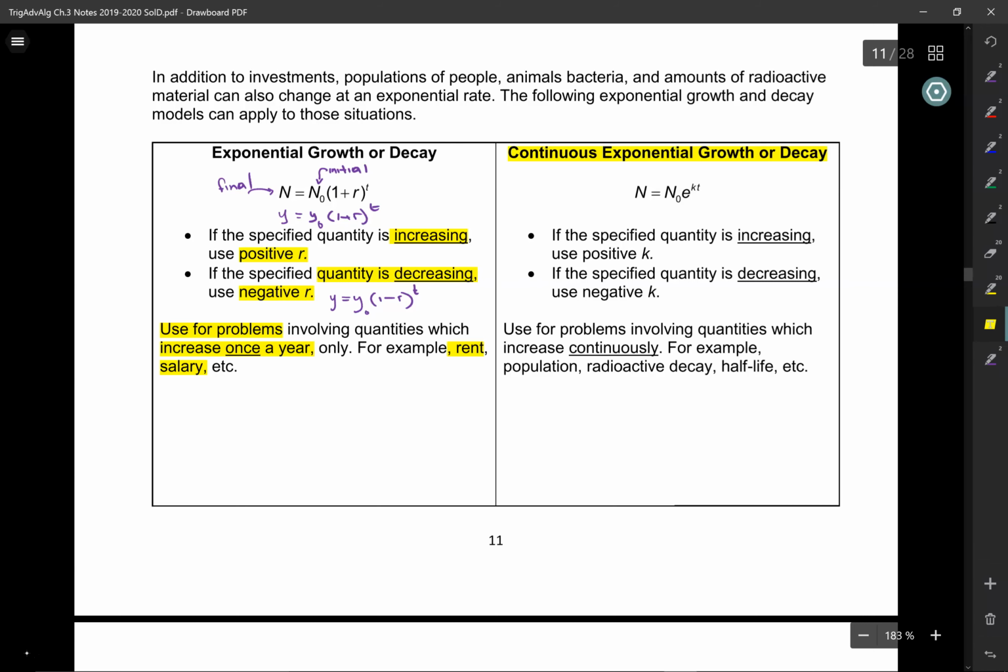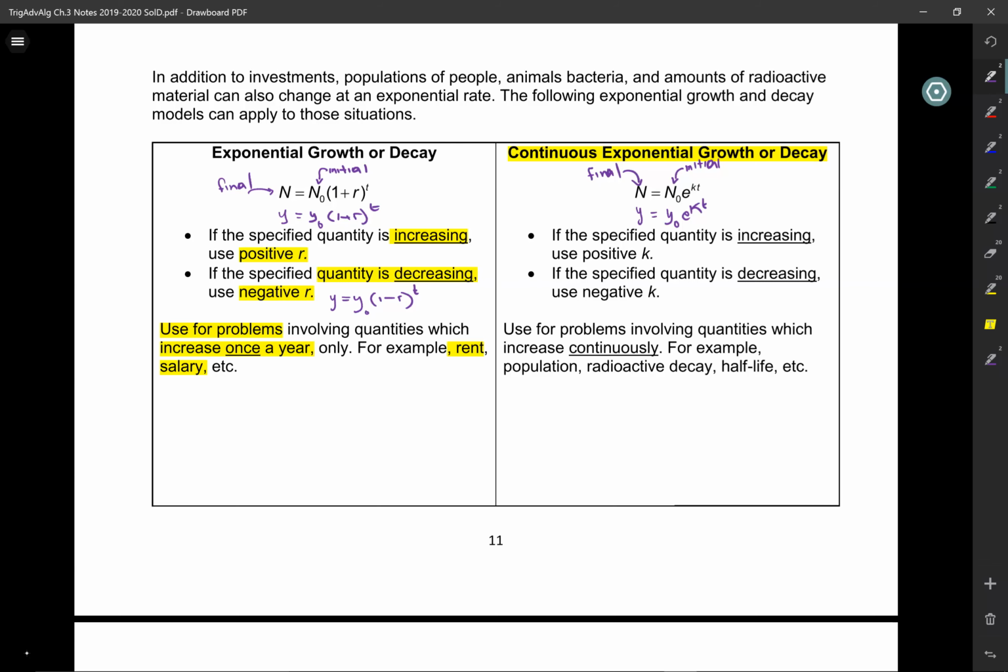This is N equals N naught e to the kt. It looks like A equals P e to the RT. Or it's Y equals Y naught e to the kt. Again, this is initial, this is final. Everywhere else, the rate is given the symbol R. Only in the continuous case is the rate given the symbol K. We're not going to take it upon us to change that. We're going to use it as it is.